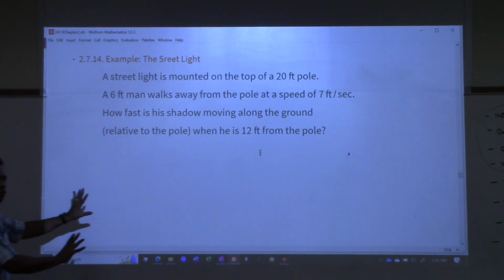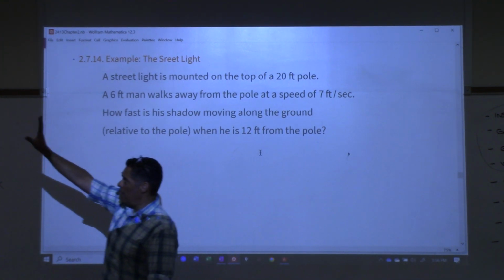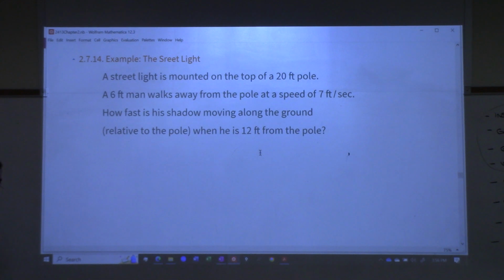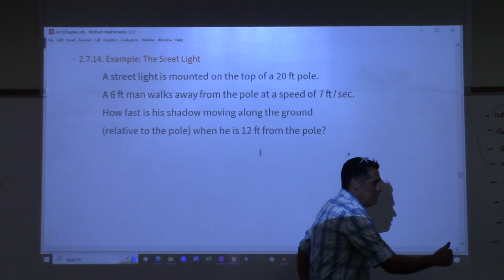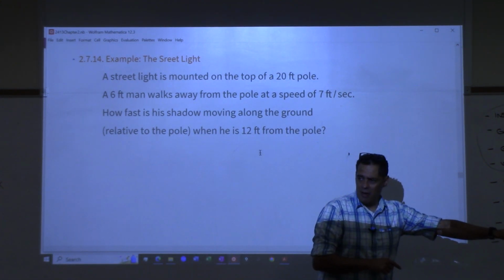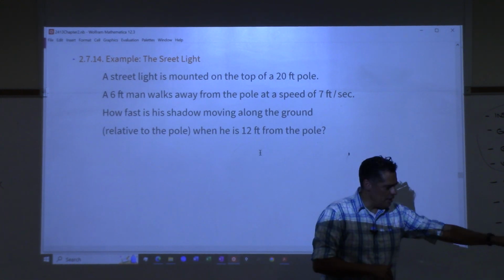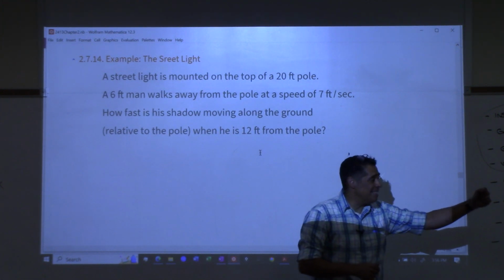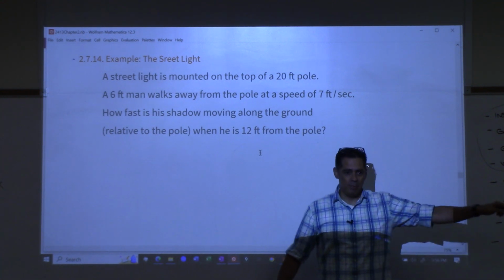I'm not going to draw anything, but can we at least talk about what's going on? You've got a pole, 20 foot, there's a light on it. You've got this guy, 6 foot tall, standing here. The light's shining, his shadow should be cast on the ground in front of him, right? And he is moving, trotting away from the pole at 7 feet per second. As he does that, what happens to his shadow? Does it get shorter, longer? And the question is, how fast is the tip of his shadow moving away from that pole?